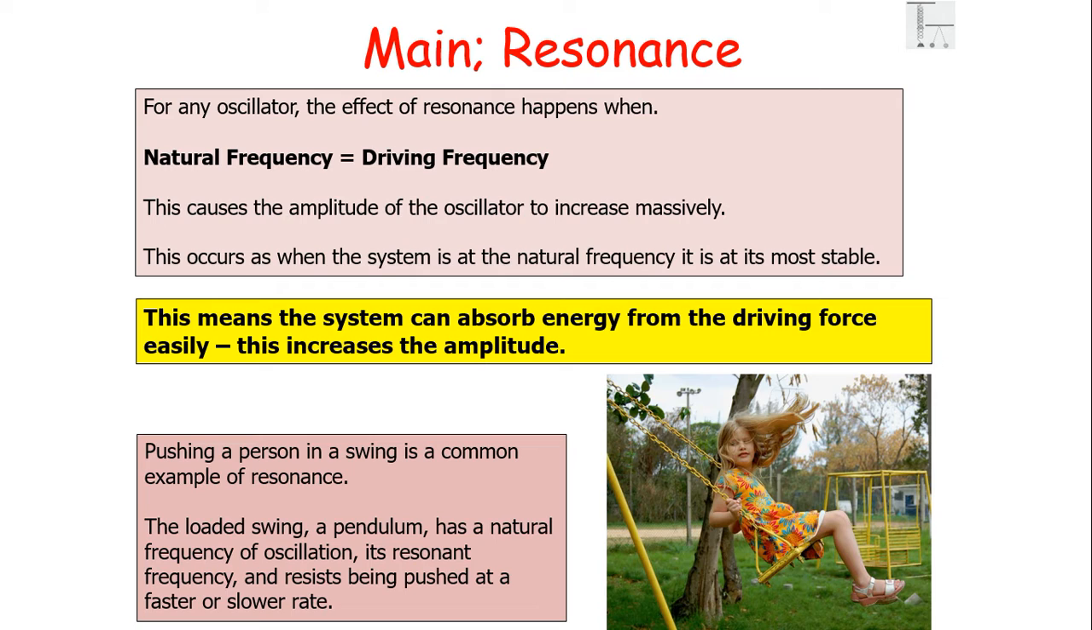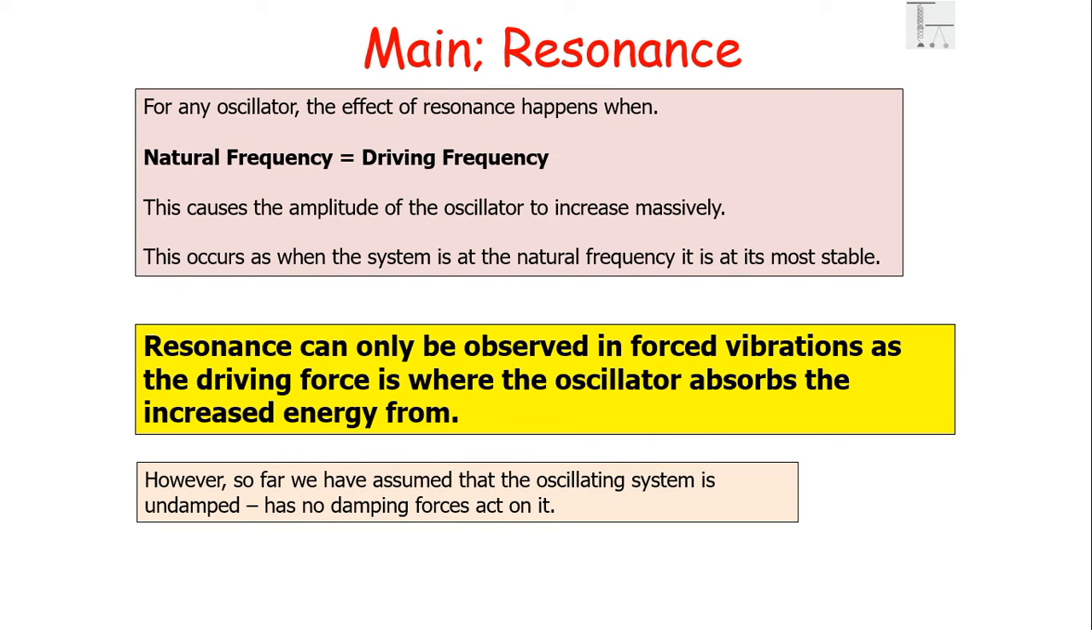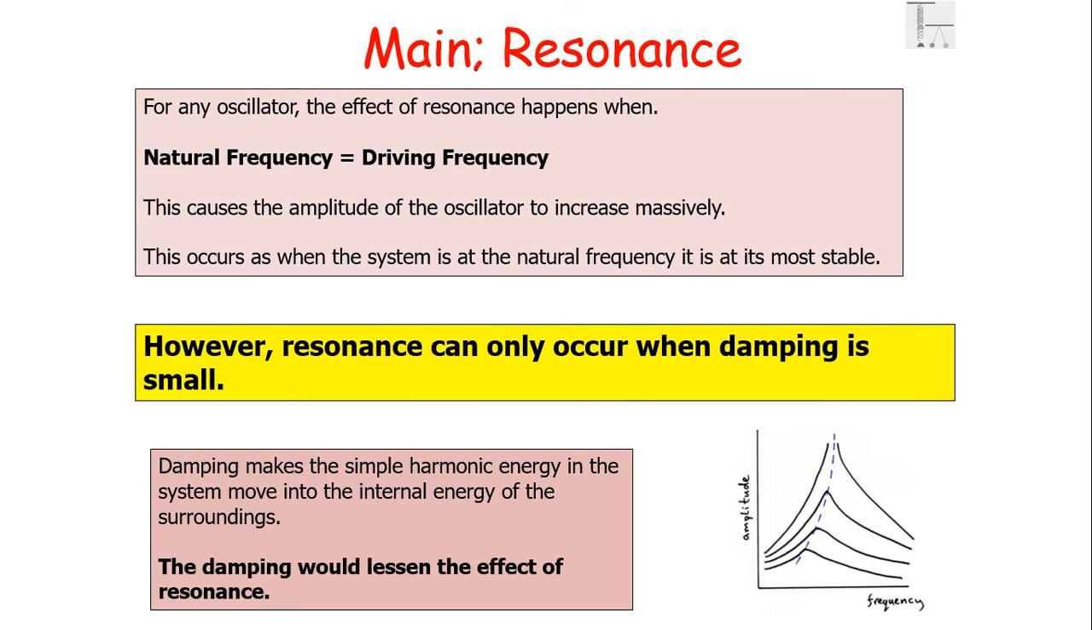The loaded swing, which is just a pendulum, has a natural frequency of oscillation, its resonance frequency, and resists being pushed at a faster or slower rate. Now, resonance can only be observed in forced vibrations, as the driving force is where the oscillator absorbs the increased energy from. However, we've only assumed that the oscillating system is undamped. It has no damping force acting upon it. But in most situations, a system, an oscillator, has a damping force acting upon it.